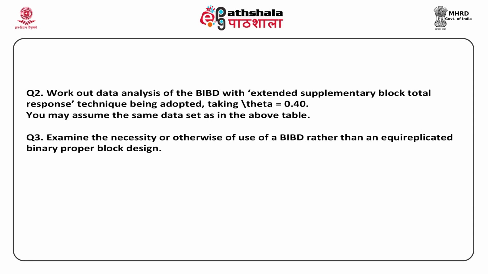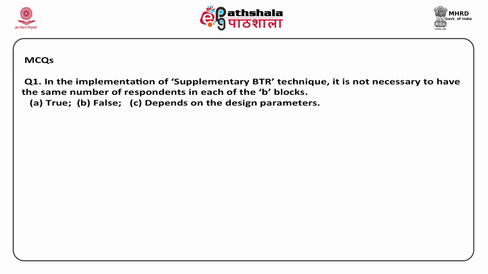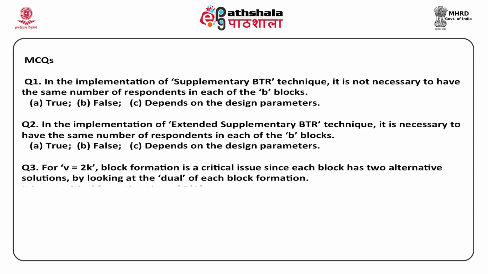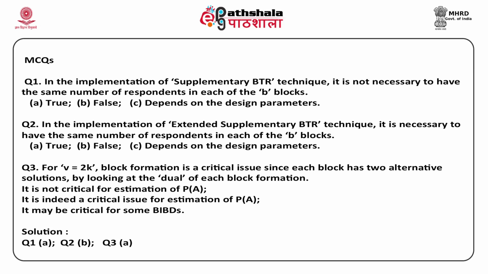What is question number 2? In the implementation of the extended supplementary BTR technique, the first one was referring to supplementary BTR. This time it is extended supplementary. That means in the leftover part, you take all the leftovers and A and make a choice of 1 out of them, 1 plus k, but that one is out of V minus k plus 1. That is the idea of extended supplementary. In the implementation of the extended supplementary BTR technique, it is necessary to have the same number of respondents in each of the V blocks. Is it true, false, or does it depend on the design parameters?